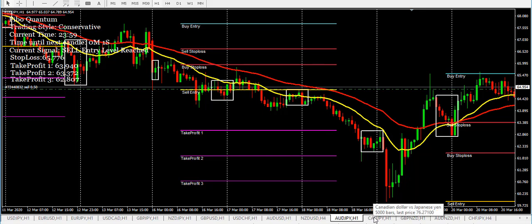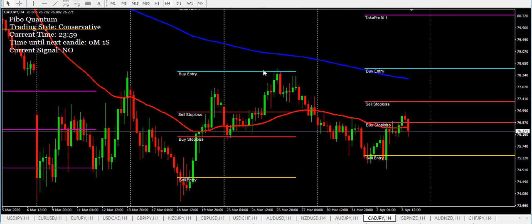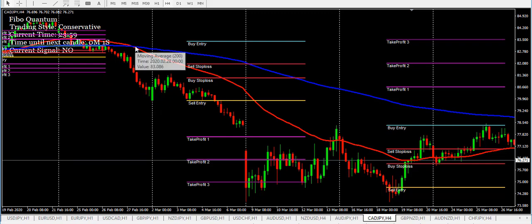Okay, let's look at CAD/JPY. Again, we look at the 4-hour chart, right? We want to see if there's been a recent cross, a golden cross or a death cross. The golden cross is when the 50 crosses the 200 on the way up. That means the market's going to go up, hopefully. That's what they think. And when it crosses on the way down, that's the death cross, meaning the market's going down. Well, this has been down since back here. It made a cross right here, so there's no recent cross.